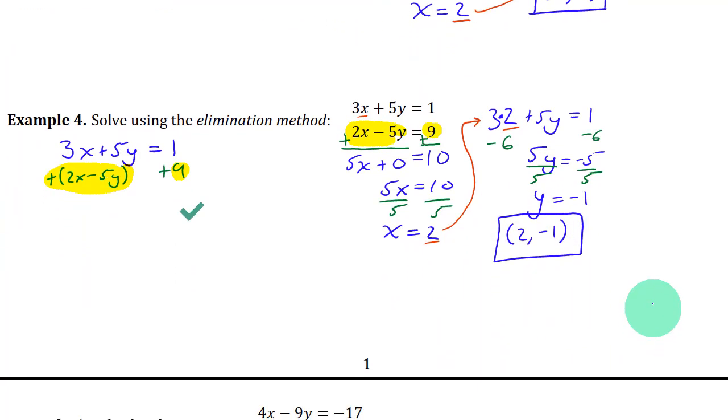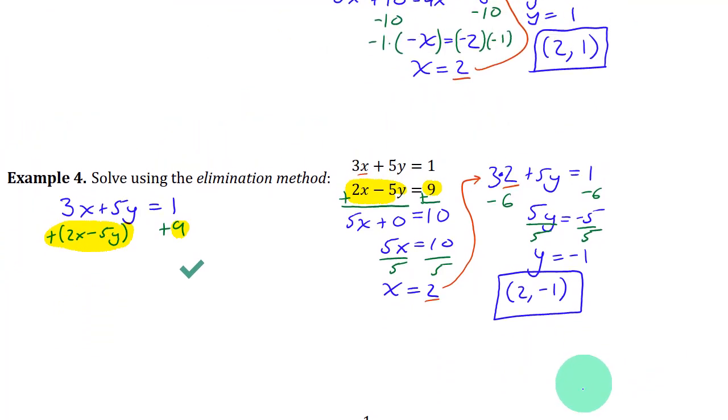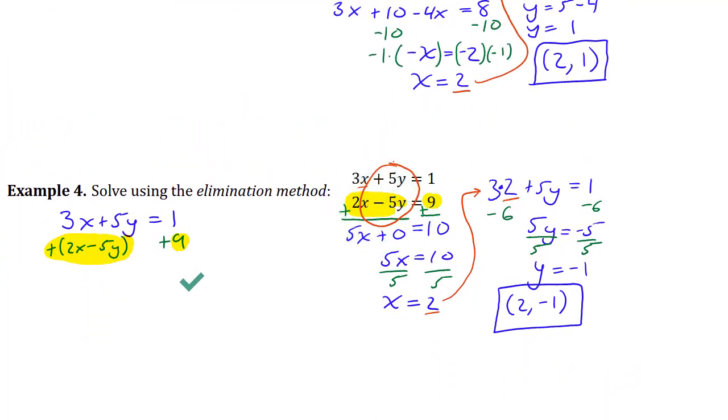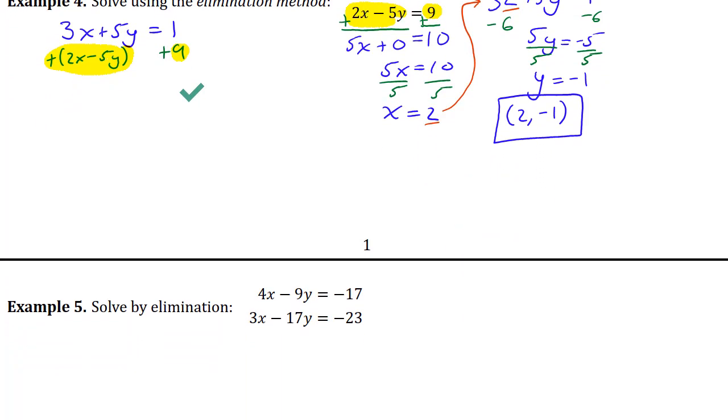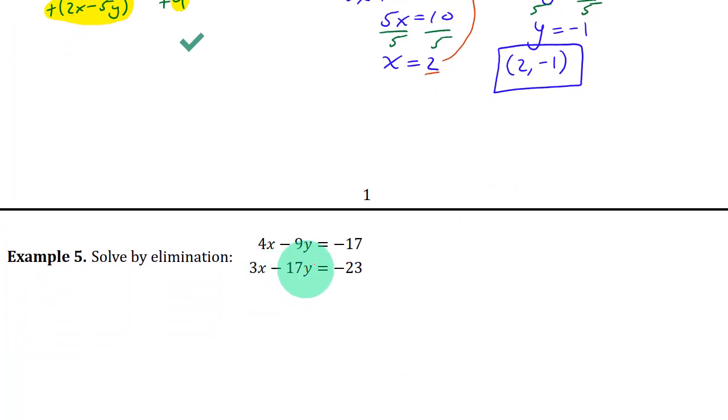Okay, now sometimes it's not so easy. This time worked out really nicely when you had the plus 5y and the minus 5y. That just left you with this one simple equation with only x in it. But if we look at example 5 now, if we want to solve this with elimination, you're not going to get anything that adds up to 0. Like the 4x plus 3x is just going to make 7x. Negative 9y plus negative 17y is just going to make negative 26y.